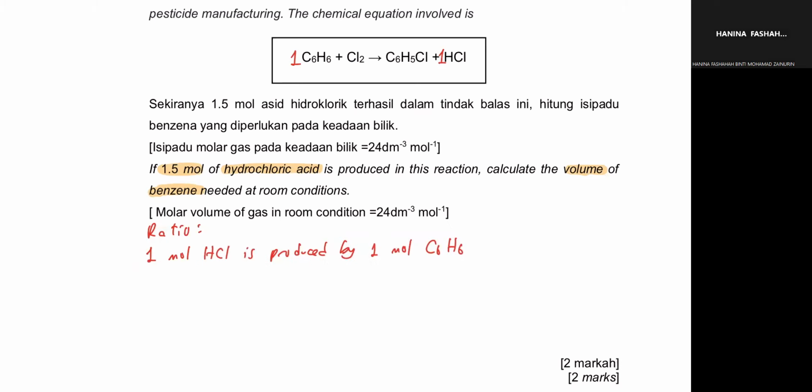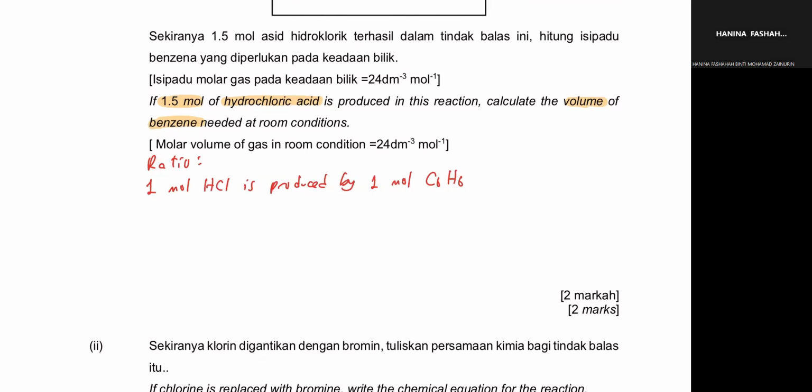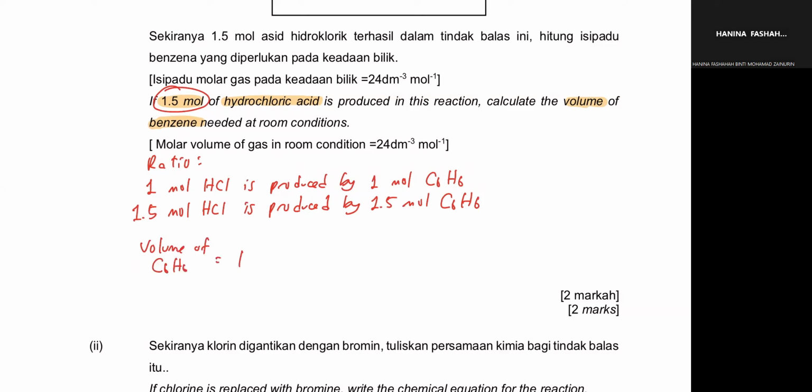Then 1.5 mole HCl, they given already. So 1.5 mole HCl is produced by 1.5 mole C6H6. Benzene is C6H6. Then volume of C6H6 means 1.5 times 24 becomes 36 dm cube.